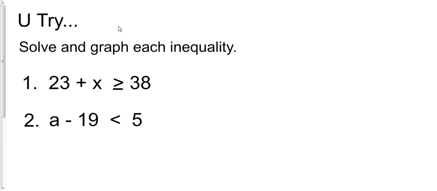Okay? For tonight, you need to try these two inequalities. Make sure that you solve and graph each inequality. Remember to perform the opposite operation. Put your calculated value and 0 on your number line. Decide whether or not you will shade your circle that's on top of your calculated value, and decide which direction on the number line will you shade to show all of the possible solutions. Bring these to class tomorrow.